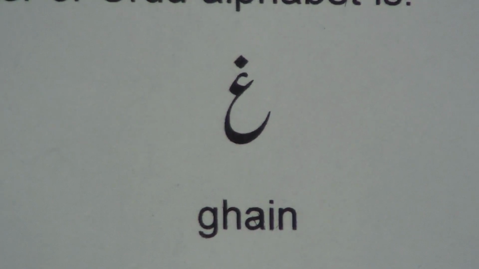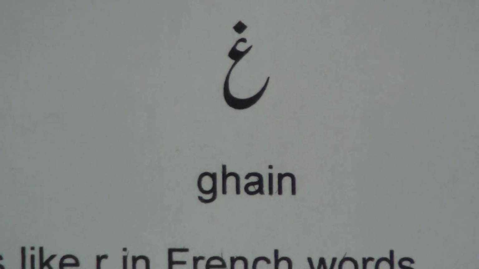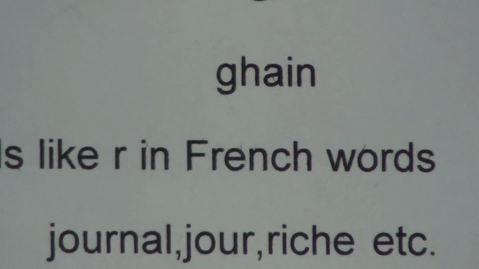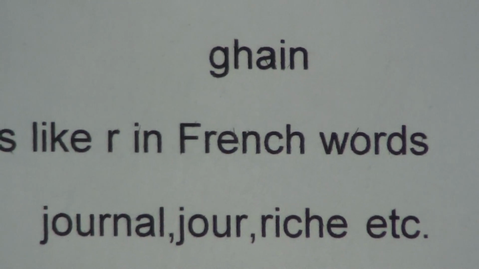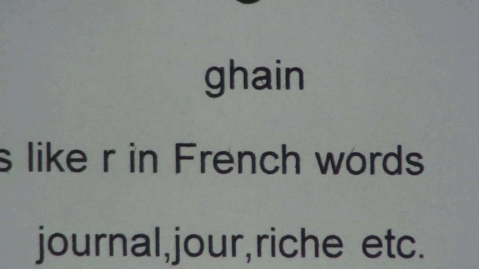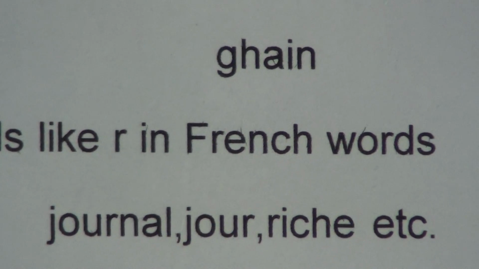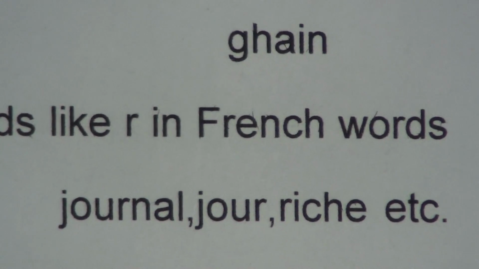25th letter of Urdu alphabet is Ghain. It sounds as R in French words journal, jour, riche, etc. It requires a lot of practice, and there is no letter in English to represent this sound.